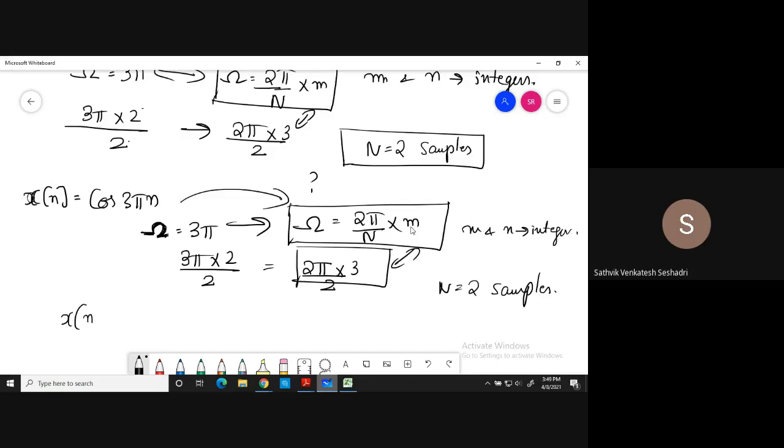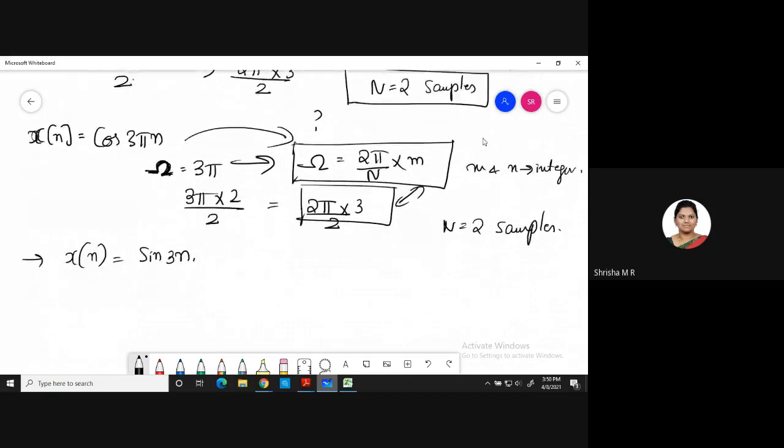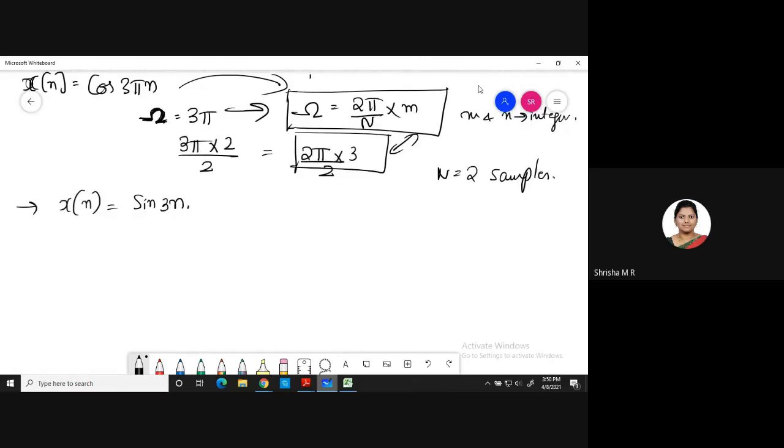Take the next problem. x of n is equal to sine 3n. Find if it's periodic or non-periodic, and if it's periodic, find the fundamental period n. This is a discrete time signal. So what is omega? Omega is 3. Try expressing that in the form of 2 pi by n into m, where m and n are integers.